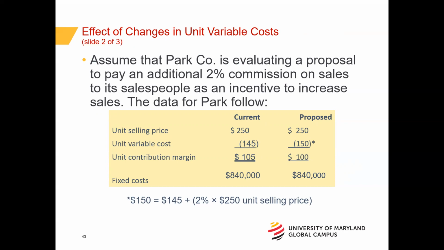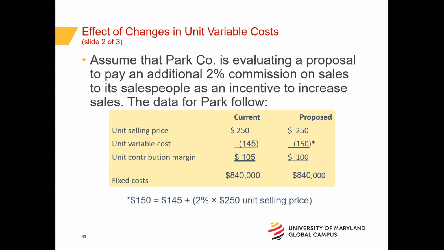Now, if I increase my commission by 2%, that means my variable cost will increase. My sales price remains the same at $250. My variable cost per unit increases to $150 per unit. That means my unit contribution margin decreases by $5 to $100 per unit. My fixed costs are still the same.